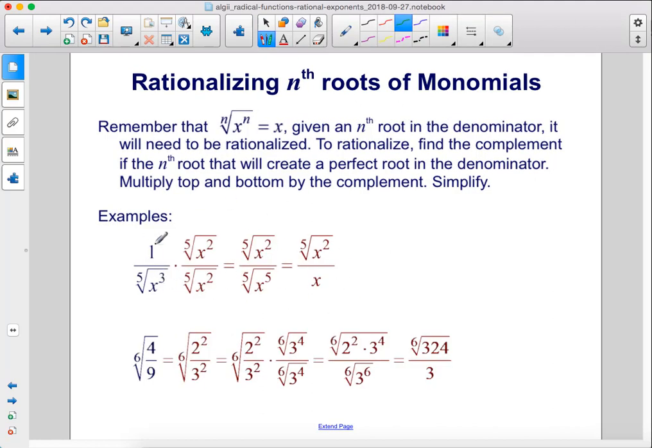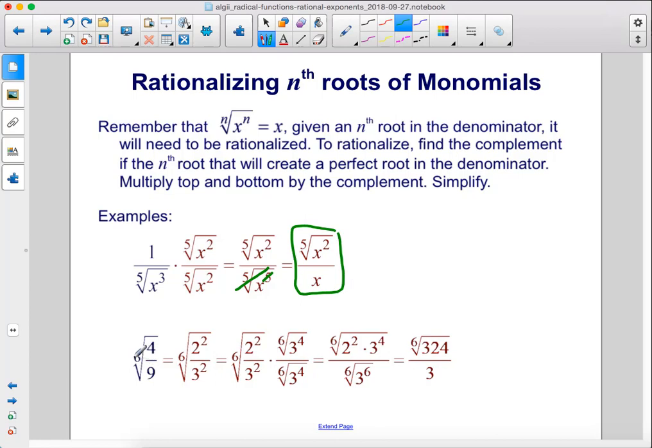Alright, so here we have 1 divided by the fifth root of x to the third power, which cannot be simplified further. However, if this was x to the fifth power, we would be able to cancel out this radical. So let's multiply this times the fifth root of x squared. X to the third power times x to the second power gives us x to the fifth power, and then that radical cancels out, and so does the exponent, leaving us with x. Because we multiply top and bottom by the fifth root of x squared, the numerator has this fifth root of x squared in it, so here is our answer.